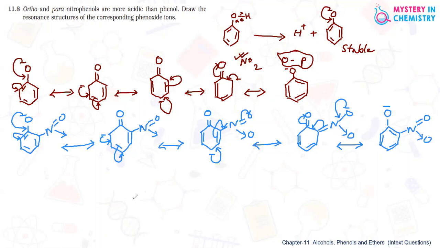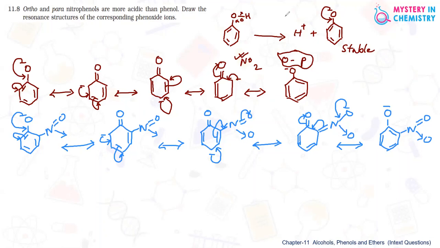So here you can see that this nitro group is further stabilizing by taking the electrons and making more resonating structures. So ortho nitrophenol is more acidic as compared to phenol. And now see what happens in the case of para.